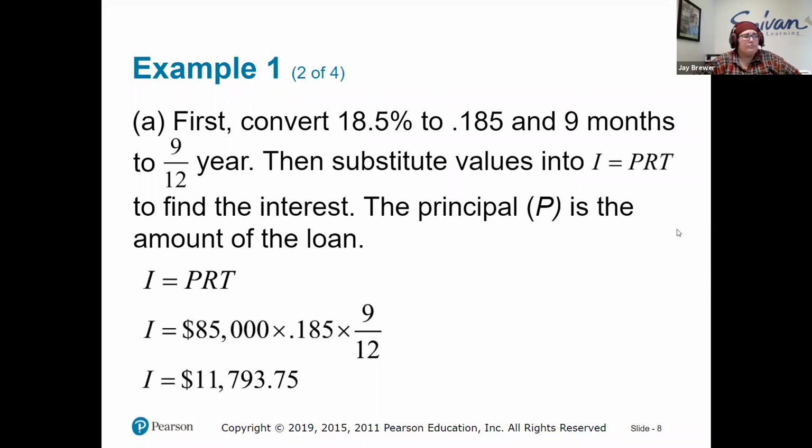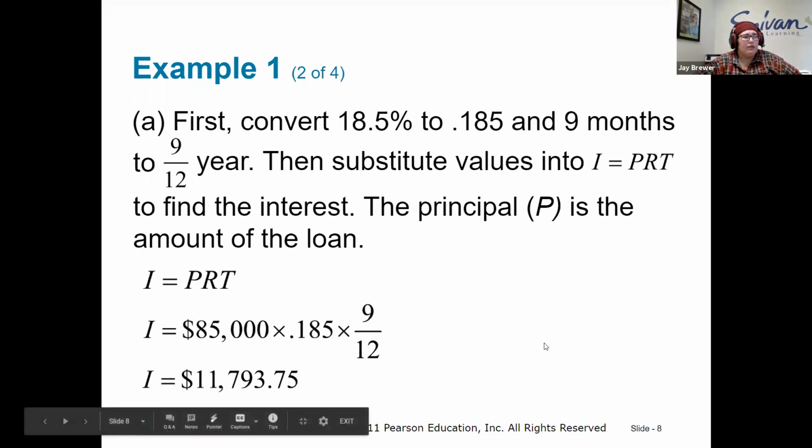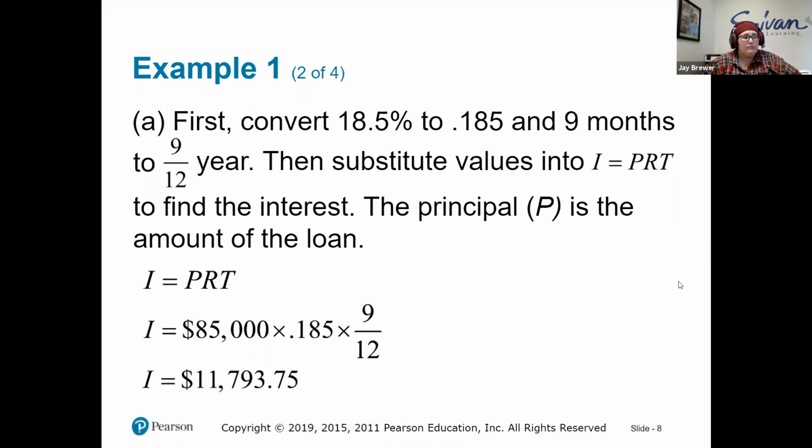Okay, so hopefully my sound is doing okay. Yes, you want to add the interest to the principal, and that would be the total of what she would have to pay back to the bank, or her uncle would have to pay back.